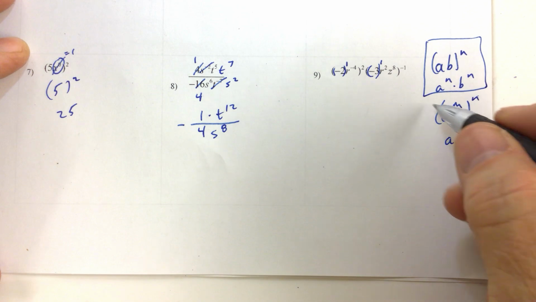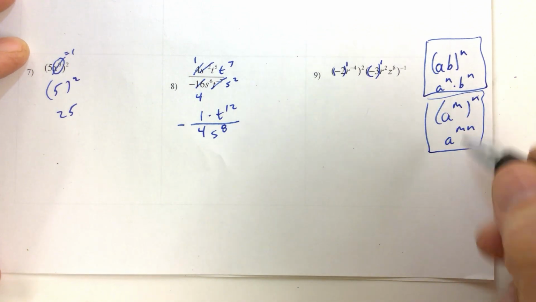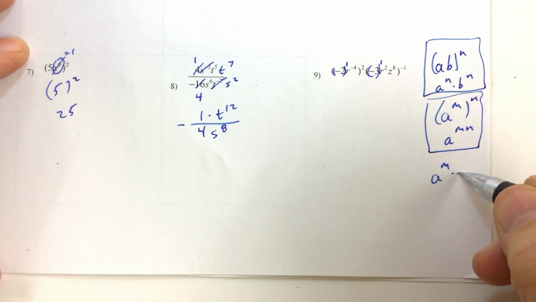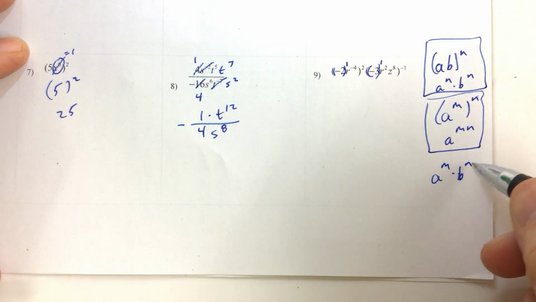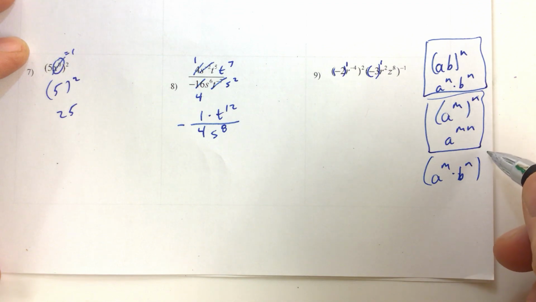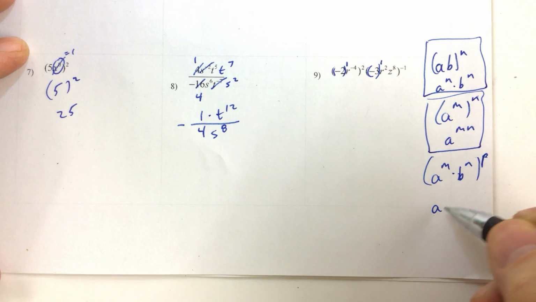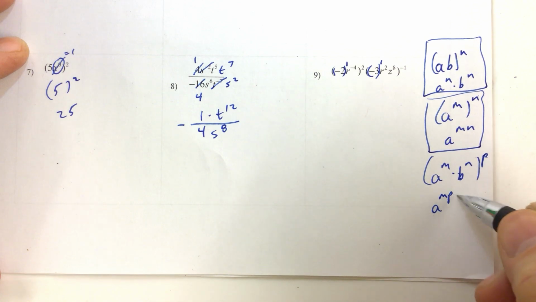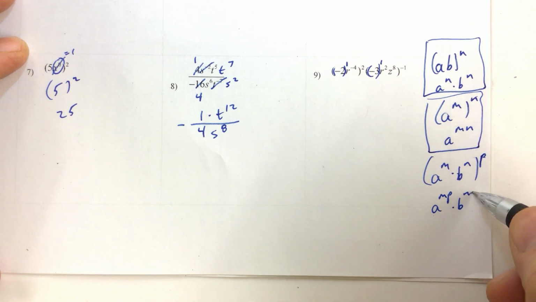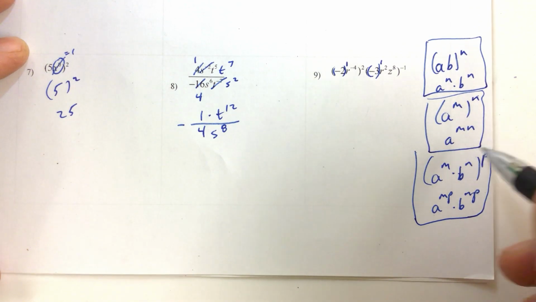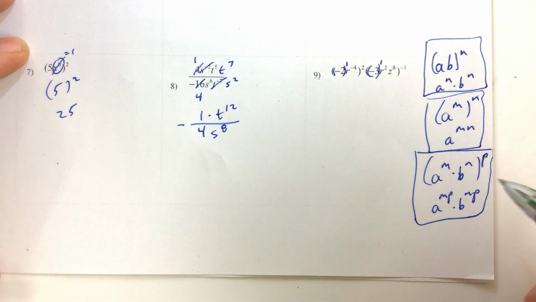And if we combine these two, if we have a to the m times b to the n, and we raise that to the, what other letter could we use? P. All right, so we could write a to the mp times b to the np. These are the properties of exponents that we are going to keep in mind as we simplify our expression.